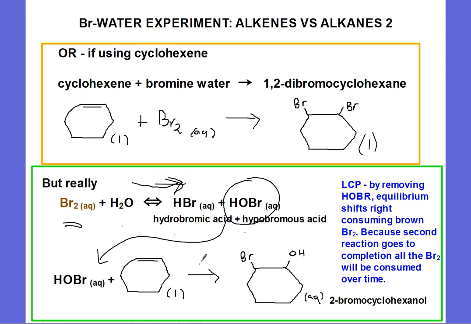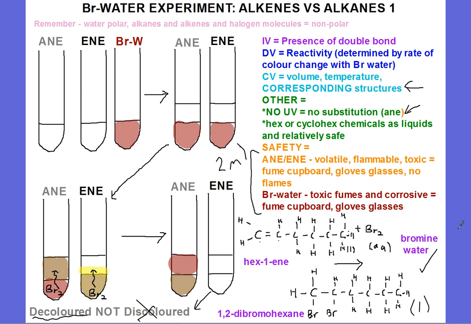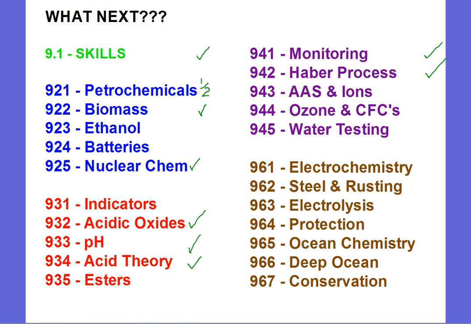The HOBr keeps reacting until eventually all the bromine has been used up because it's all tried to make HOBr and the HOBr is consumed over time. So that's why the solution turns clear. That's the actual real technical reason of what's happening. But as far as the HSC is concerned, if you wrote this reaction here or you wrote this reaction here, they're both accepted in the HSC exam.